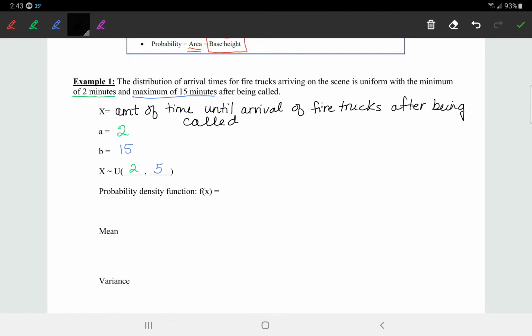We can easily calculate the probability density function. F of X is given as 1 over B minus A, which in our case, B was equal to 15, and then we subtract off the value of A. A was given as 2. So F of X will be equal to 1 over 13. This is a horizontal line where Y, or F of X, is equal to 1 over 13.